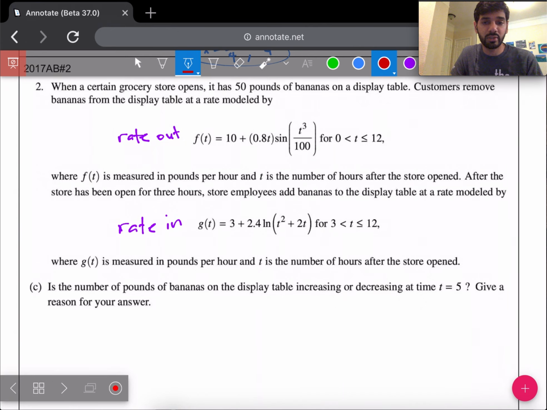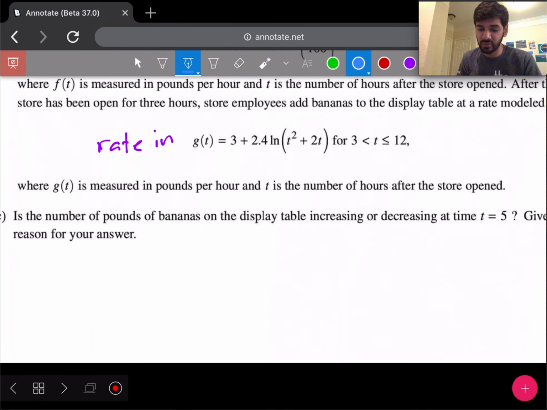So part C of this problem asked, is the number of pounds of bananas on the display table increasing or decreasing at time t equals 5? So what that means is, with both of the rates combined, is the rate of the bananas increasing or decreasing, taking into account both the rate in and the rate out? So what I'm going to do here is visualize this in a different way.